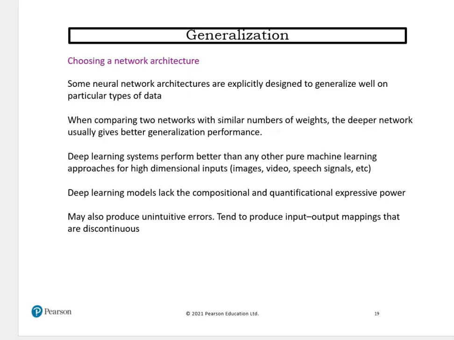So some neural network architectures are explicitly designed to generalize well on a specific data type. For example, a convolutional neural network encodes the idea that the same feature extractor is useful at all locations across a spatial grid, and recurrent neural networks, on the other hand, encode the idea that the same update rule is useful at all points in a stream of sequential data.